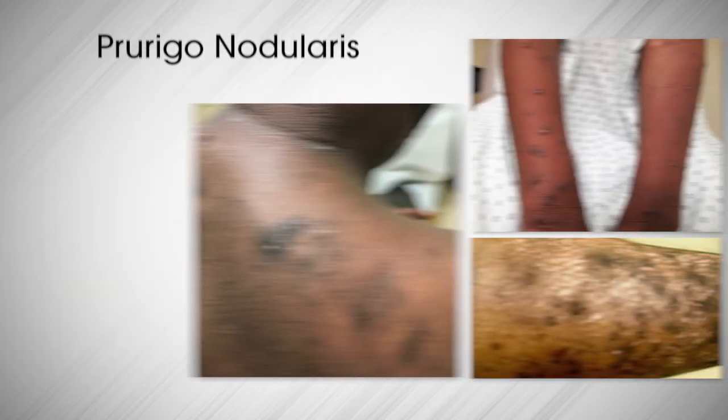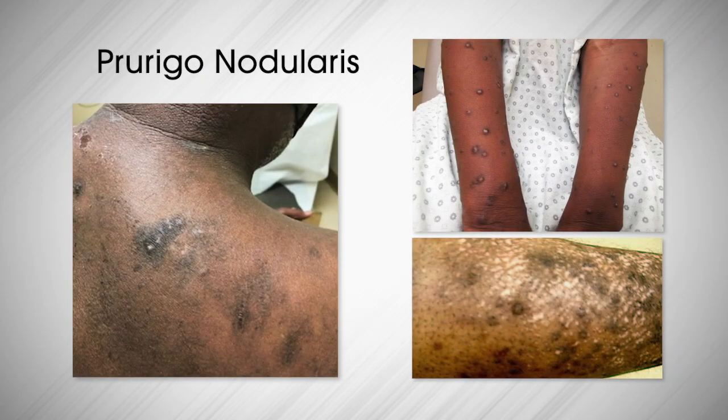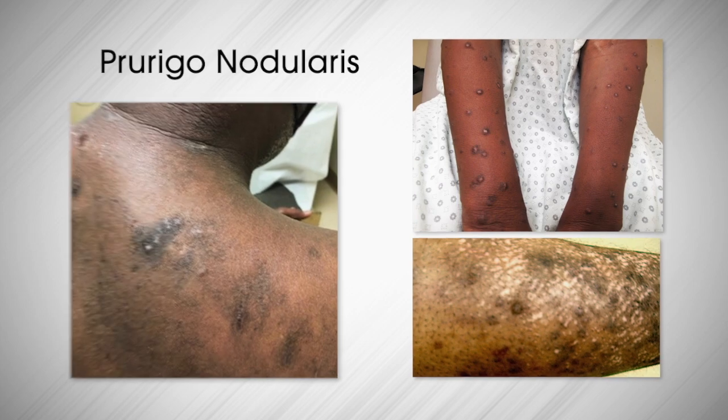Prurigo nodularis is also more common in black and brown skin. As you can see here, these nodules occur in any area that the patient can scratch. And because of this trauma of scratching, you see areas of hyperpigmentation and hypopigmentation.